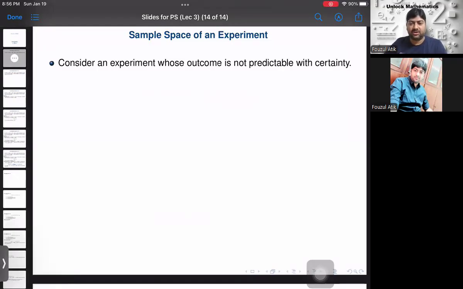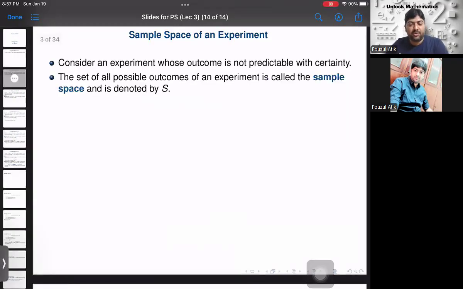What does it mean? That you are doing an experiment whose outcome is not certain. Suppose you have a balloon and you are putting a scissor on it. Definitely it will blast, right? So it is a certain event. But there are some events that may not have a certain outcome, like flipping a coin. There is no certainty whether it will appear as a head or as a tail. So you don't know what outcome is going to come.